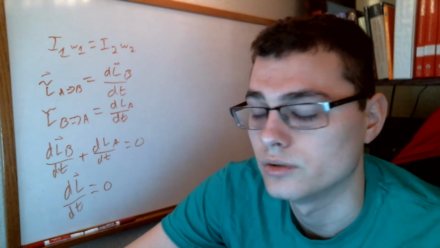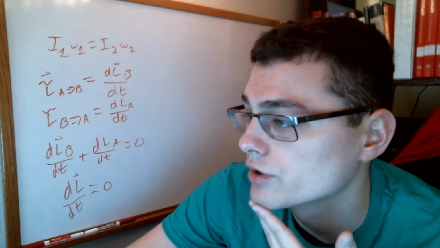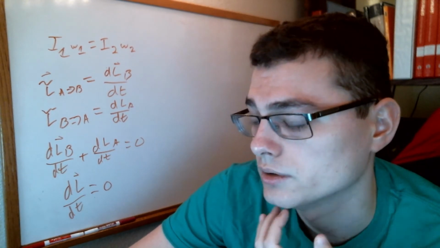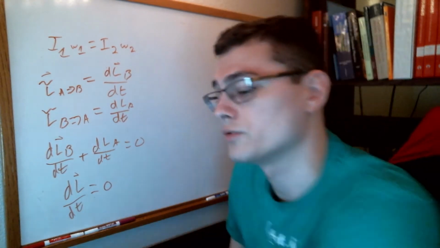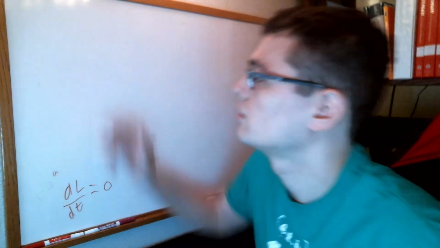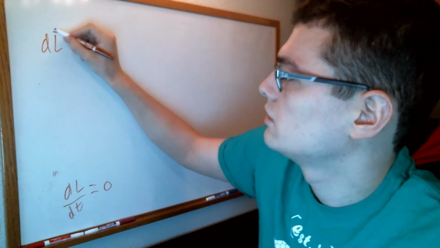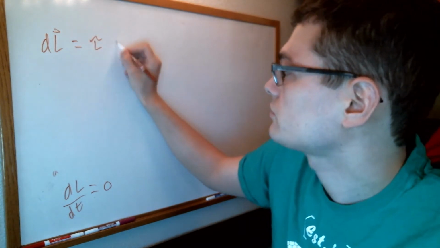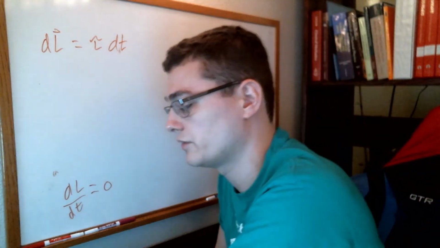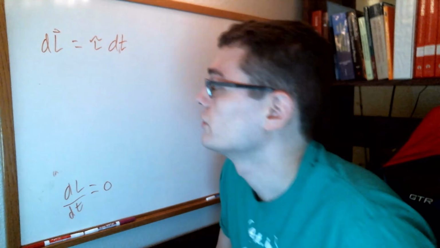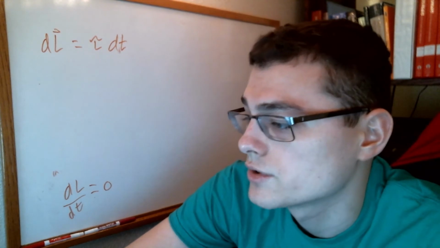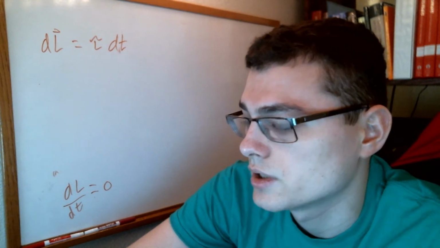So one thing that we can do in this case is we can start using these differentials and turn them into integral equations. So we can do the reverse as well. What I mean by that is we can say that dL is going to be equal to tau dt, or torque times an infinitesimal time interval. And you can go ahead and integrate this, and that will yield some good insights into this problem.